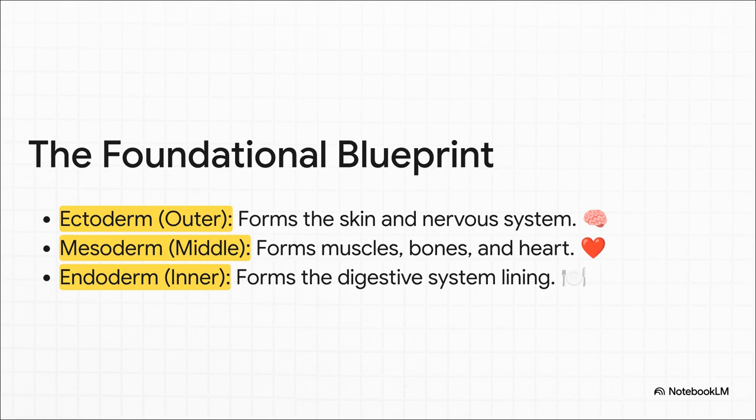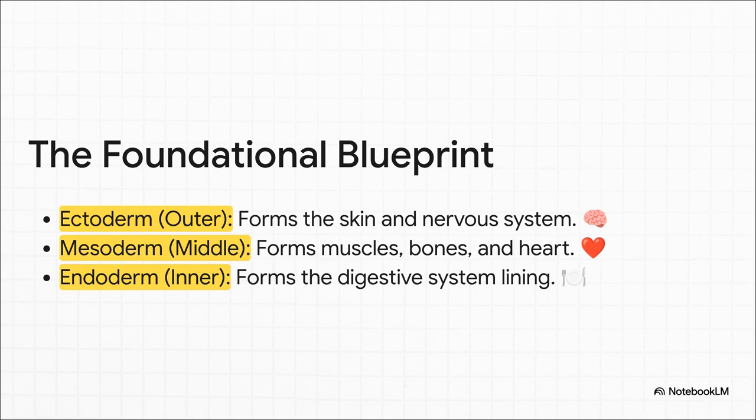Then in the middle, you have the mesoderm. This forms our muscles, our skeleton, our circulatory system, all that good stuff. And finally, the endoderm is the innermost layer. It creates the lining of our digestive tract and organs like the liver and pancreas. I mean, think about it. Every single part of your body can be traced back to one of these three layers.